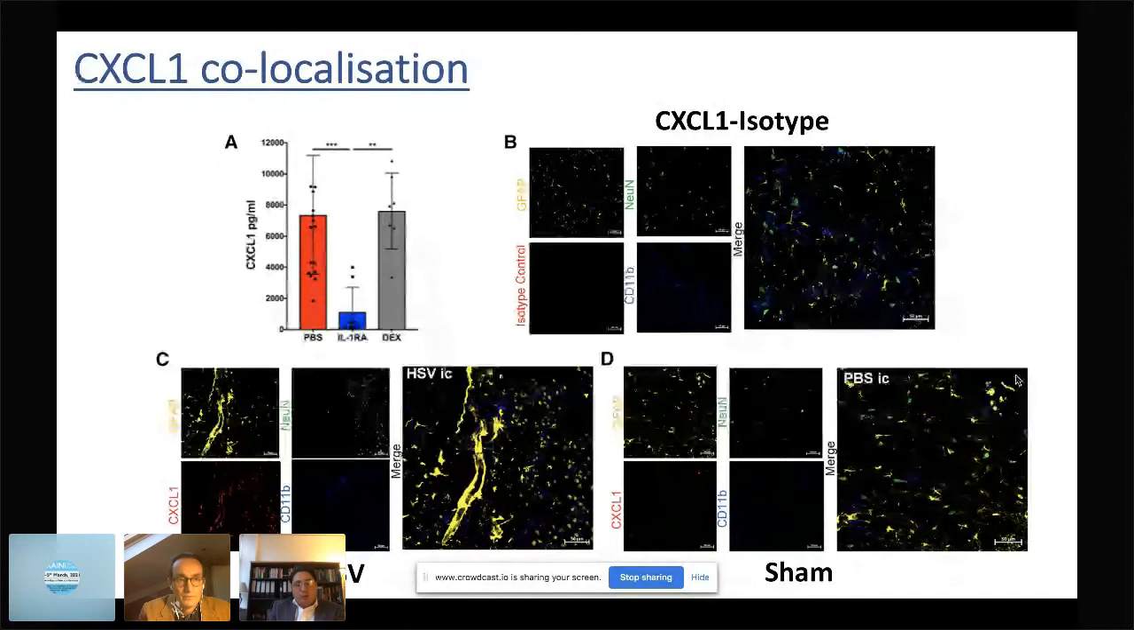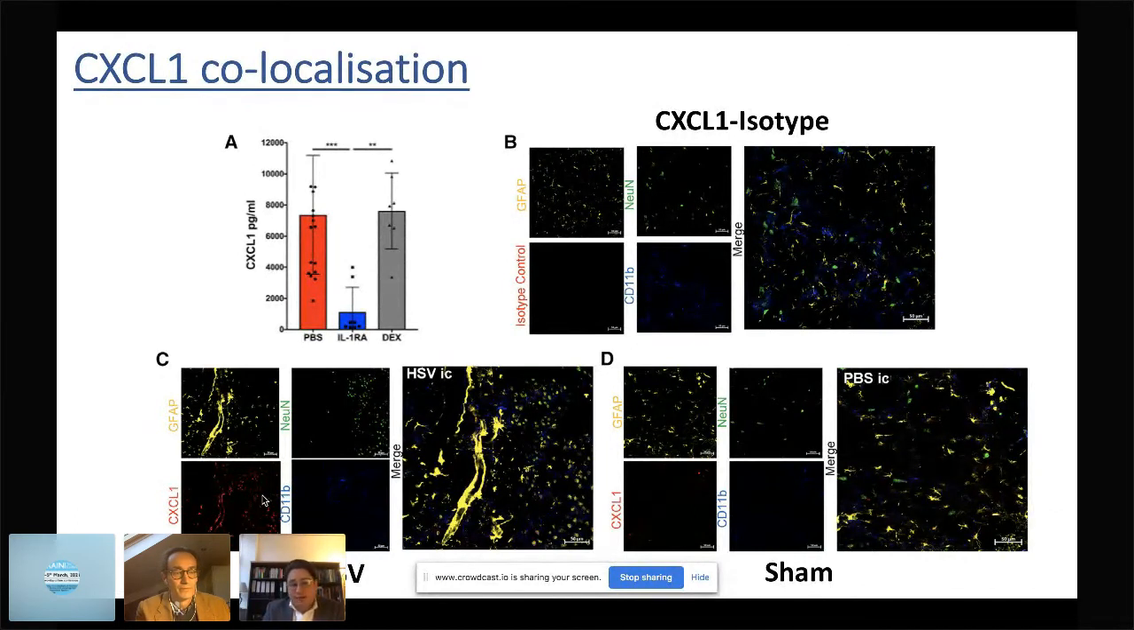So if CXCL1 was of interest, the next thing was to see, well, what are the cell populations within the brain that are expressing this? And this is the CXCL1 isotype control. And we compare that to HSV infection, there was evidence that it was the GFAP positive perivascular astrocytes and also to some extent neurons, where there was co-localization of CXCL1 staining, suggesting that perhaps these are the neuroglial populations producing this mediator.